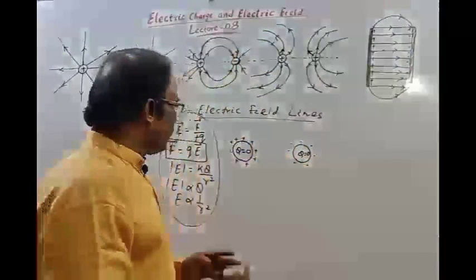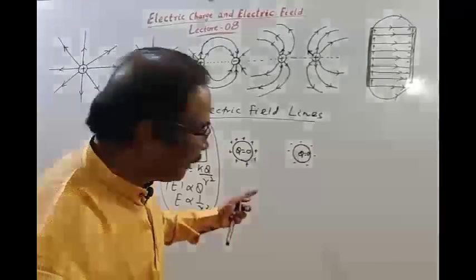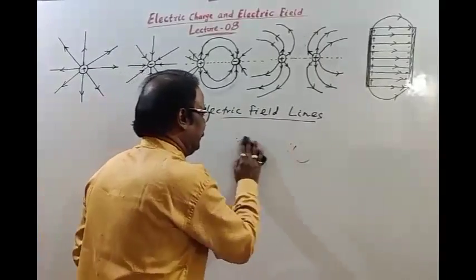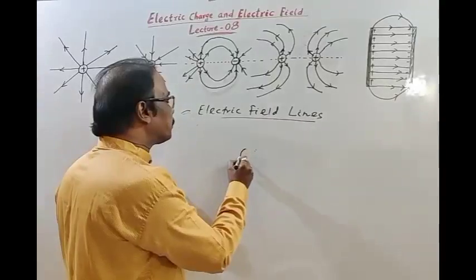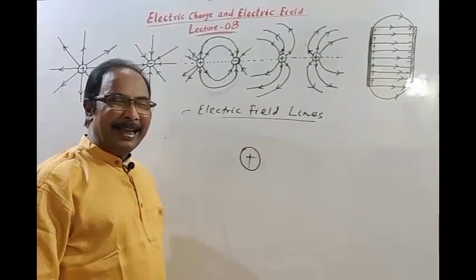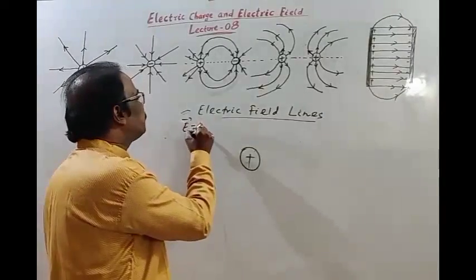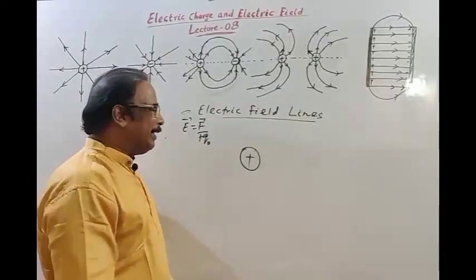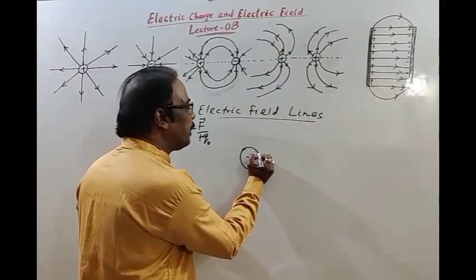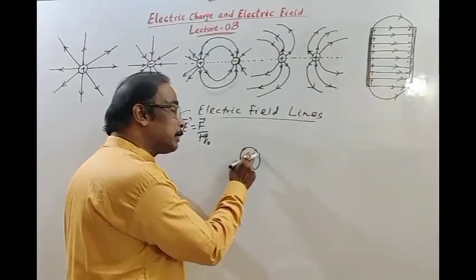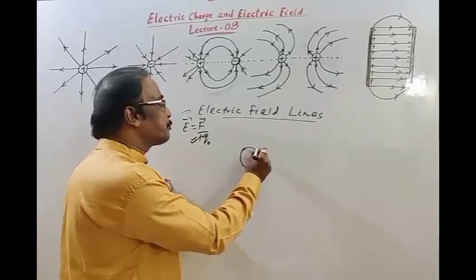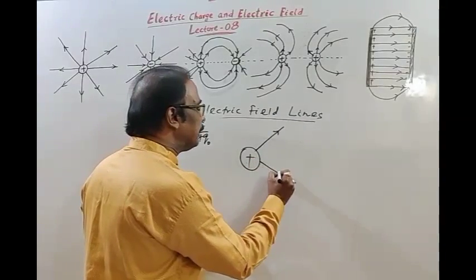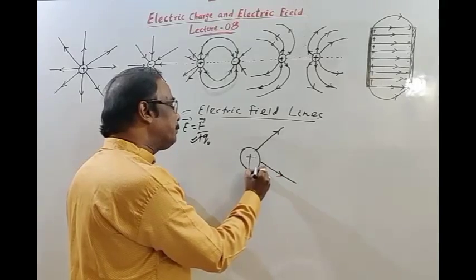Suppose this is a positively charged body. I am erasing all these things. Electric field, as we have discussed, is force experienced by a unit positive charge; you may take Q0 also. If we place a unit positive charge on the surface of the body, then obviously this positive charge will repel it. If you place it here, then also the charge experiences a repulsive force, and so on.